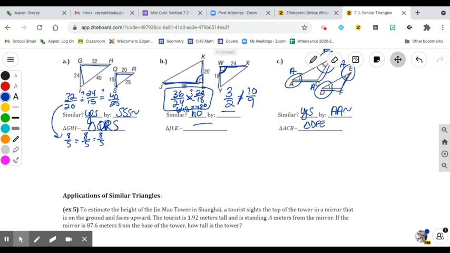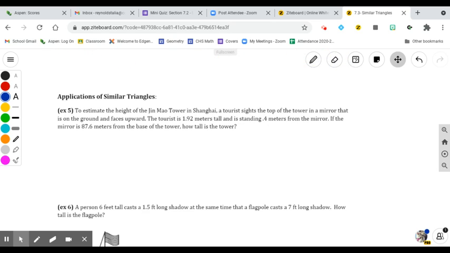Okay, so that's what the examples look like that you're going to do today for your assignment. There are 2 word problems on here that we're probably going to do some word problems next week, so I may as well just show you these 2 examples here. The first one says, to estimate the height of the Jinmao Tower in Shanghai, a tourist sights the top of the tower in a mirror.